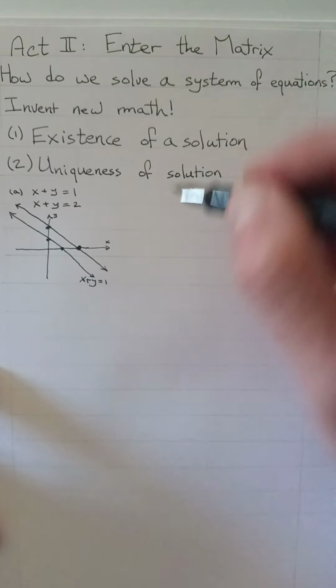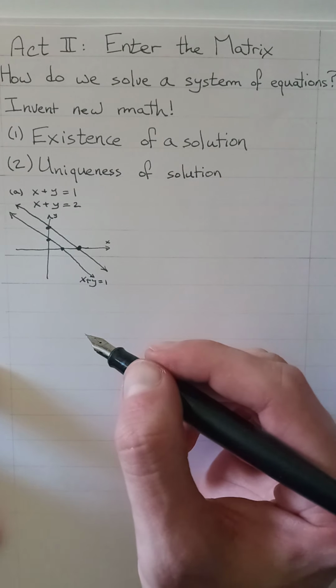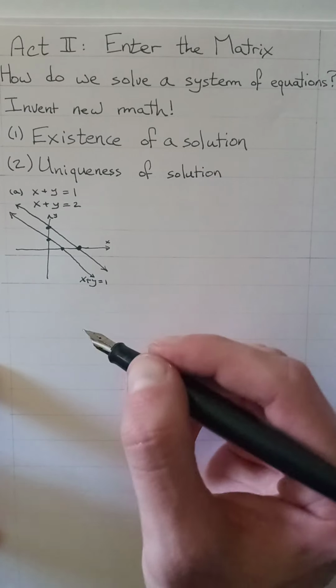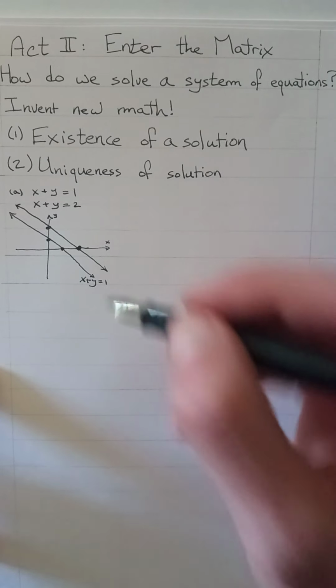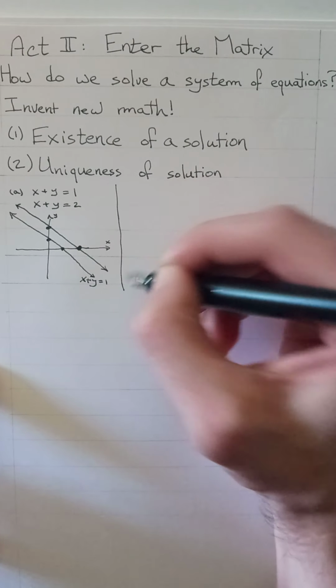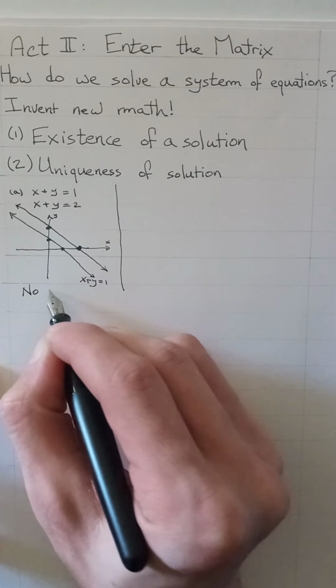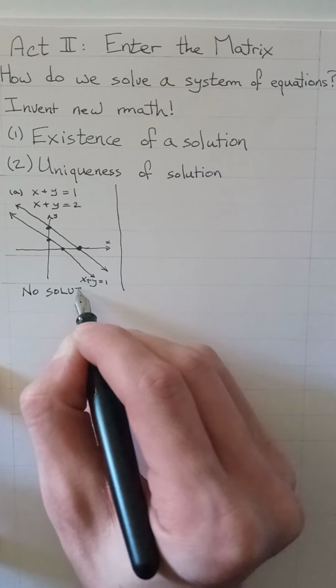The solution to both of them will lie wherever they intersect each other, which is to say, never. There is no value of x and y which satisfies both equations. So that's an example of no solution.